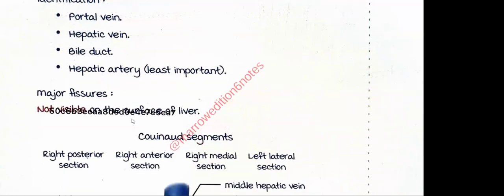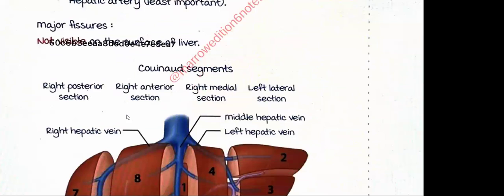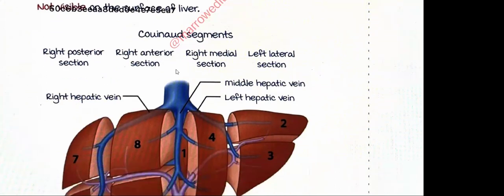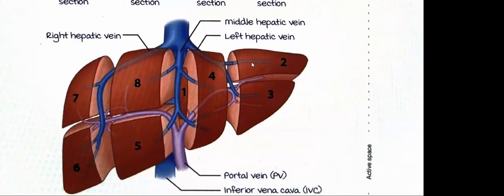Major fissures. The Couinaud segments: right posterior section, right anterior section, right medial section, left lateral section.